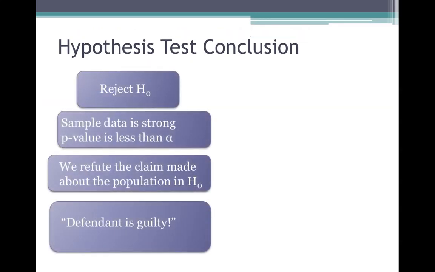Okay, so rejecting the null hypothesis means our sample data is strong. Essentially, it means that when we compare our p-value to alpha, the p-value is less than alpha. It means that we can refute the claim made about the population in the null hypothesis. It means that the defendant is guilty.